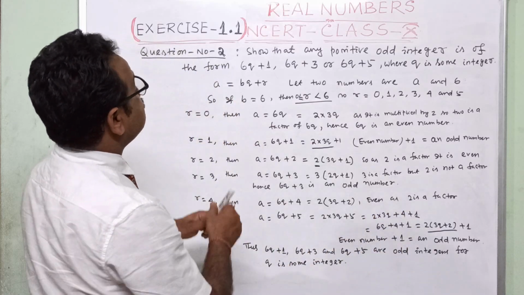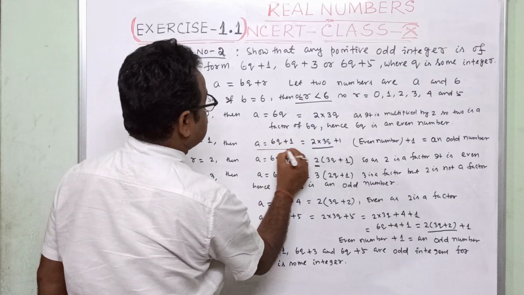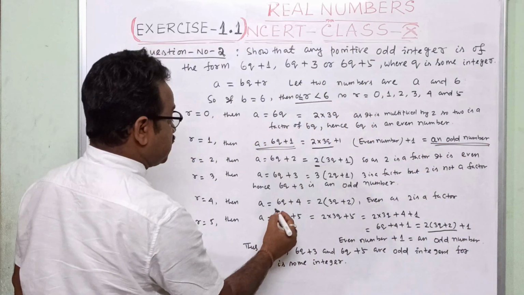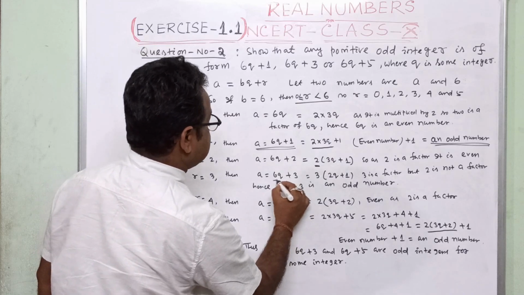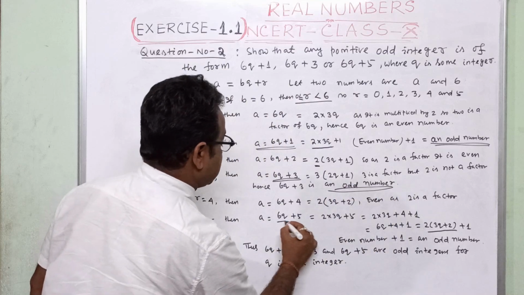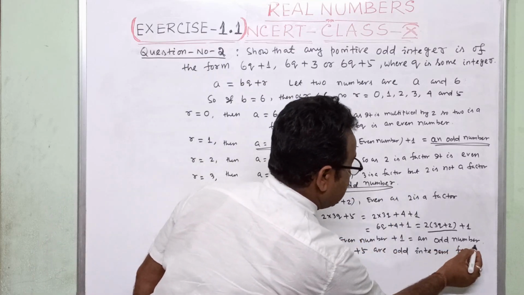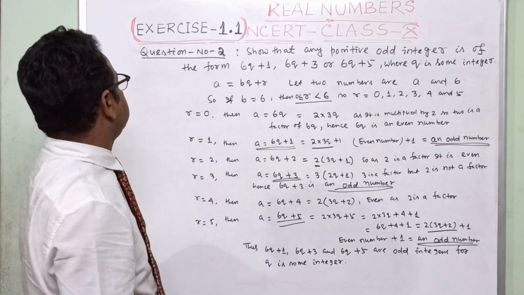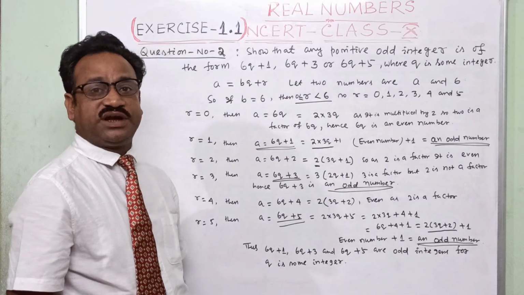So 6 cube plus 1, what are we getting? An odd number. 6 cube plus 3, what are we getting? An odd number. 6 cube plus 5, what are we getting? An odd number. So now we will move to the next question, question number 3.